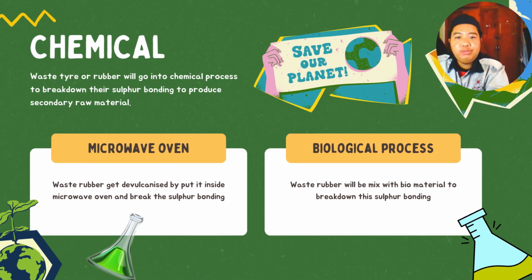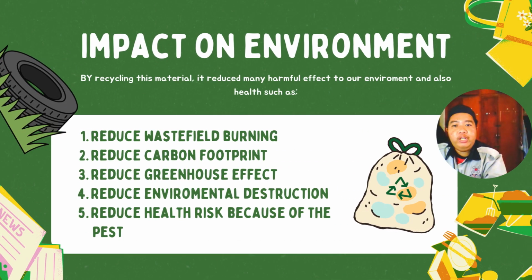And chemical processes. Waste tire or rubber will go through chemical processes to break down the sulfur bonding to produce secondary raw material. Firstly, the microwave oven. Waste rubber will be devulcanized by putting it inside the microwave oven to break down the sulfur bonding. The second is the biological process. Waste rubber will be mixed with biomaterial to break down this sulfur bonding and make it clean of any sulfur.